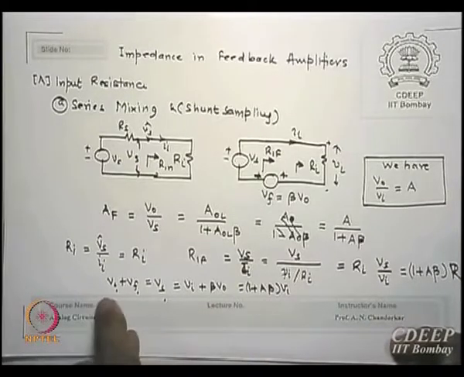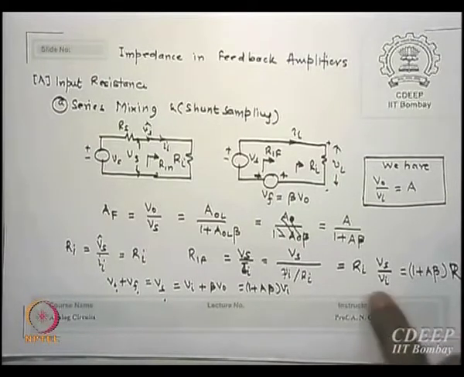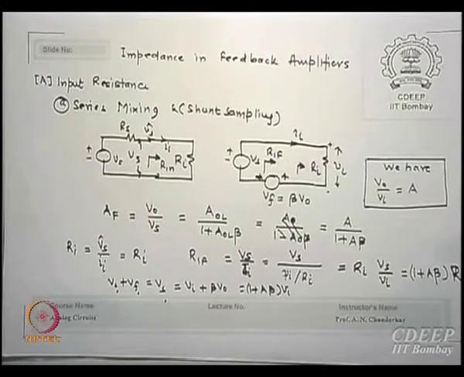So we say Vs is nothing but 1 plus A beta times Vi, substitute here, so I get Rif, which is the feedback input resistance, as Ri times 1 plus A beta or 1 plus T. So क्या बढ़ा के कम हुआ? बढ़ गया है ना. So यदि सीरीज मिक्सिंग है तो इनपुट रेजिस्टेंस बढ़ जाता है, नेगेटिव फीडबैक. कंसेप्चुअली क्या बोल सकते हैं क्यों बढ़ा?